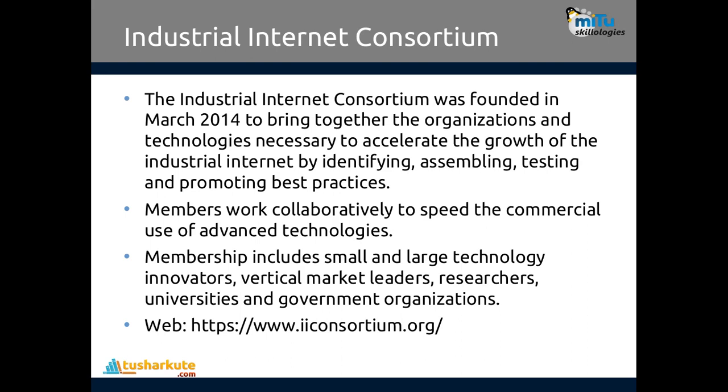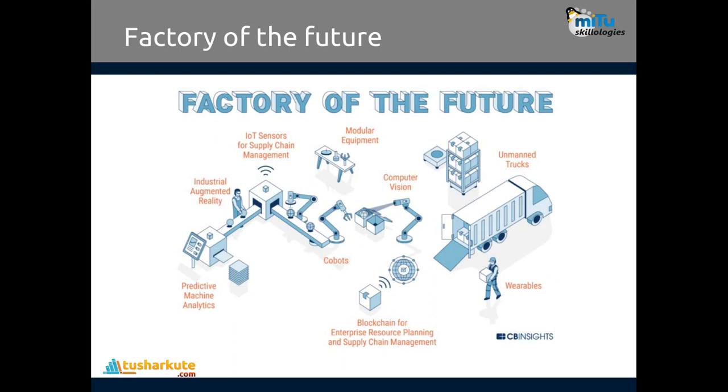Members work collaboratively to speed the commercial use of advanced technologies. How to implement that, they work collaboratively over there. Membership includes small and large technology innovators, vertical market leaders, researchers, universities and government organizations. Lots of companies working in the IoT sector, not only basic companies but all kinds of innovative companies, research companies, vertical market leaders, researchers, universities and government organizations are now part of the Industrial Internet Consortium. You can check out their website, where all information, their activities and information about the IIoT can be found. You can check out this website, iiconsortium.org. Now, let's focus on the future.